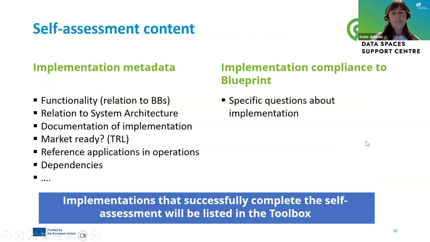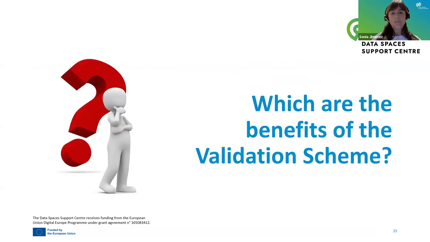Regarding the content of the self-assessment, we will have some more generic data regarding implementation metadata, some examples you can see here. Then we will have some specific questions about the implementations. The generic data is also needed to filter and make it easier for others to find the right implementations, and then specific questions regarding the components that were shown previously. With both types of information, we will create a self-assessment for every component. The implementations that successfully complete the self-assessment will be listed in the toolbox.